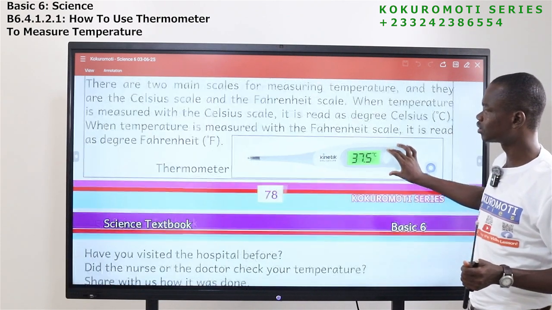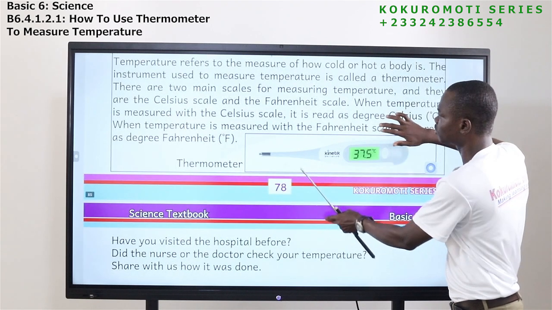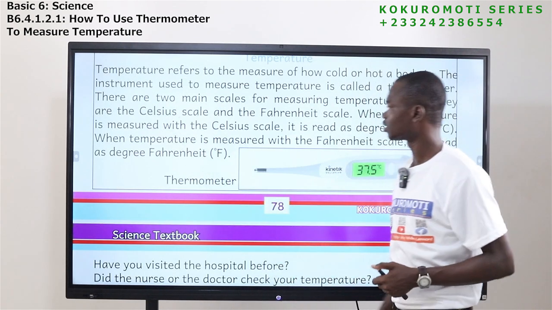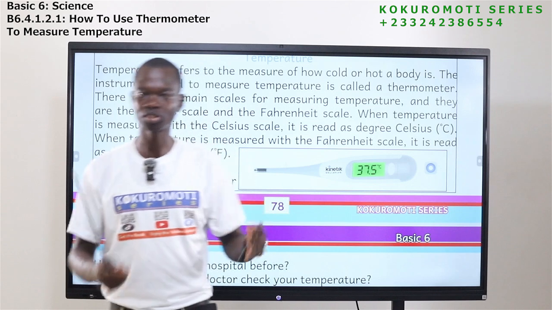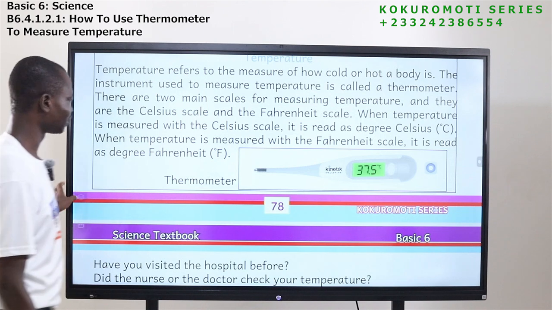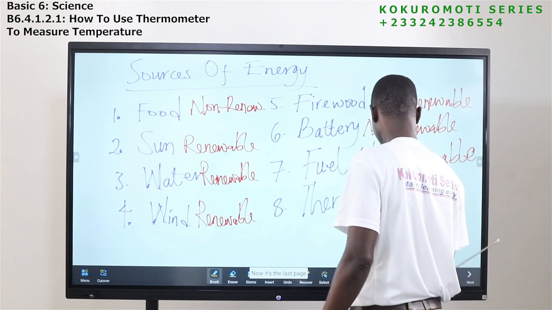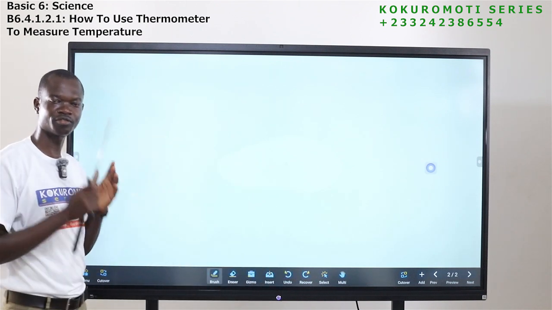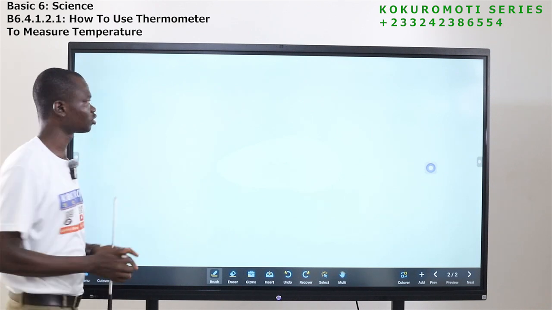Now, there are two scales that we use to measure temperature. Let's look at the two scales. The first one is the Celsius scale, and the second one is the Fahrenheit scale. You can use the Celsius scale to measure temperature. You can also use the Fahrenheit scale. So if you measure temperature, whatever value or number that you get, you have to attach the scale that you use.